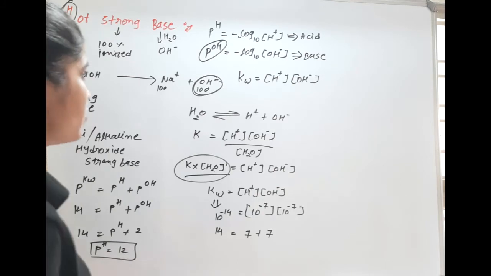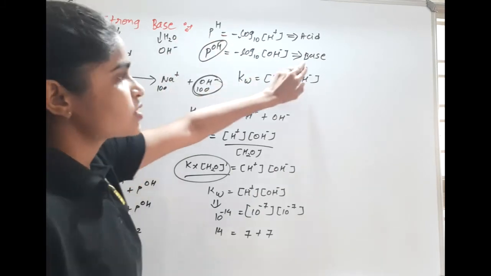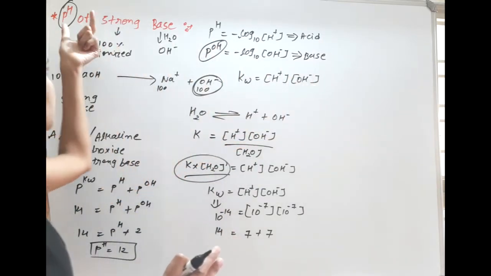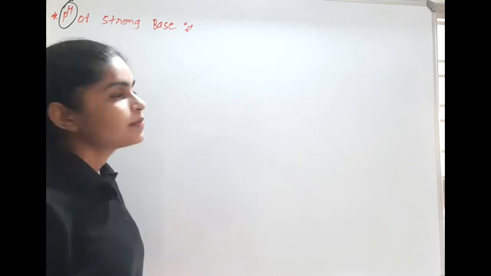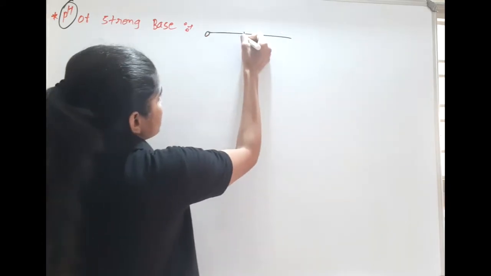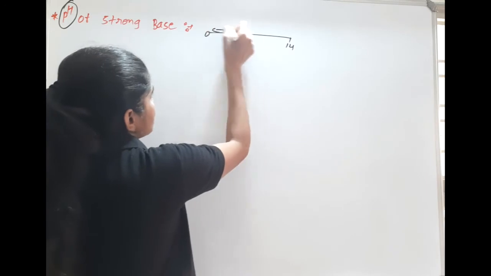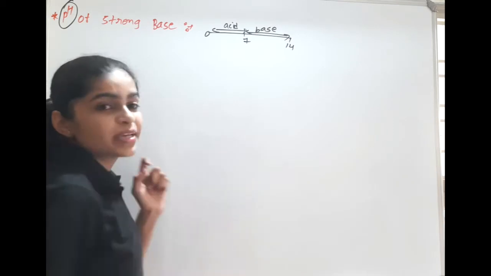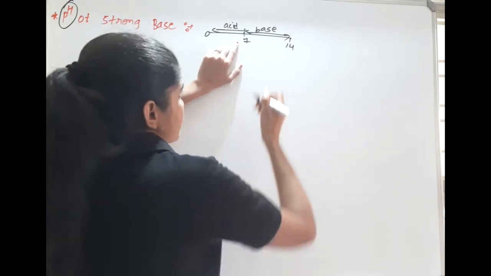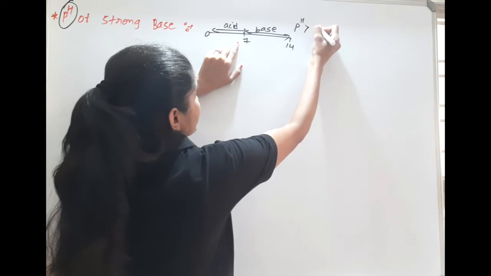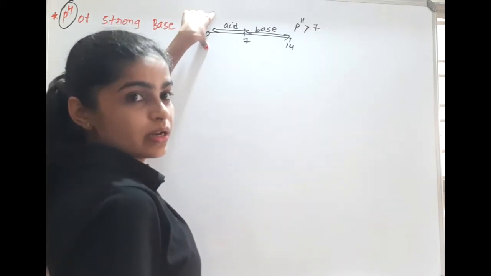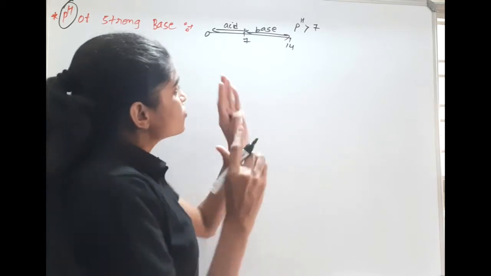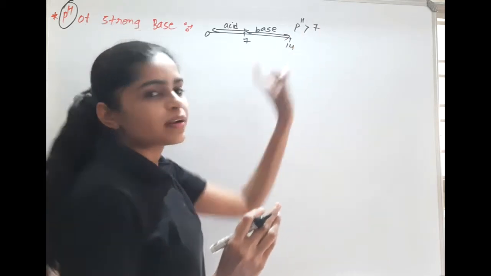So that way, first find the pOH value for the base, then subtract this value from 14. This is the pH of the strong base. We know that on the pH scale, 0 to 7 is acid and between 7 and 14 is base. So the pH of a base is always greater than 7. This is the pH scale, with all values from 0 to 14.